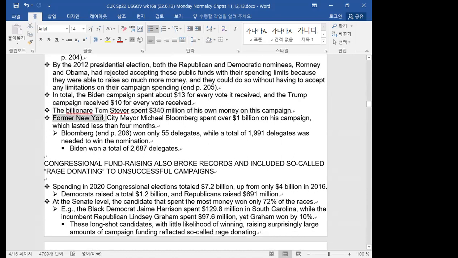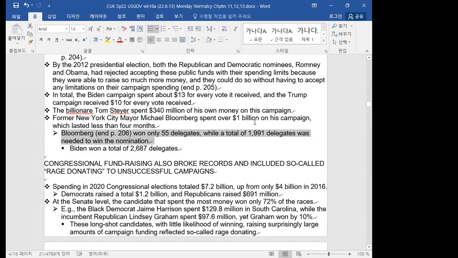Former New York City Mayor Michael Bloomberg spent over $1 billion on his campaign, which lasted less than 4 months. Bloomberg won only 55 delegates, I think he won American Samoa or Guam, and that's about it. While a total of 1,991 delegates was needed to win the Democratic nomination for president, Biden won a total of 2,687 delegates. Now, I want to clarify here.